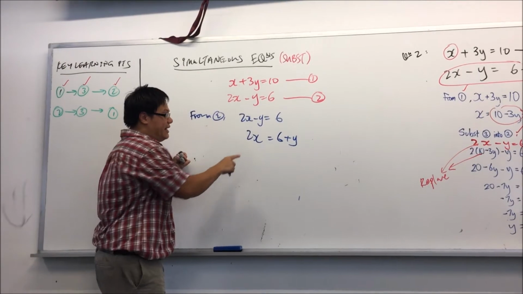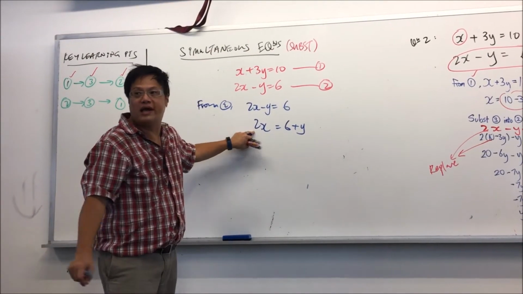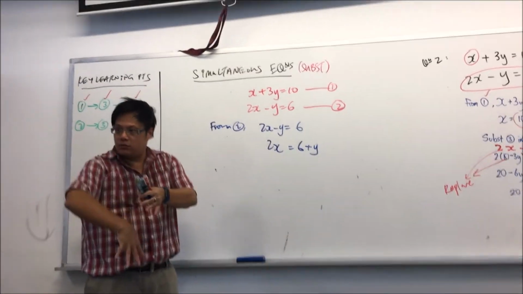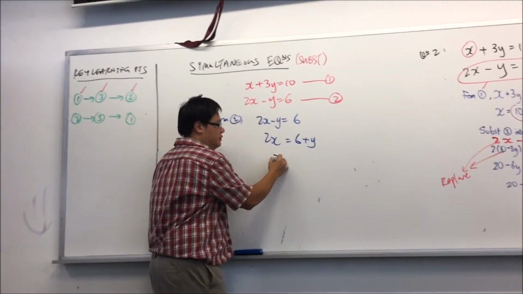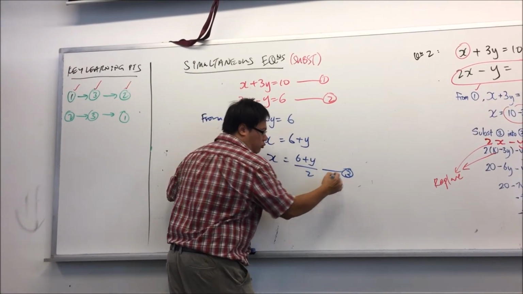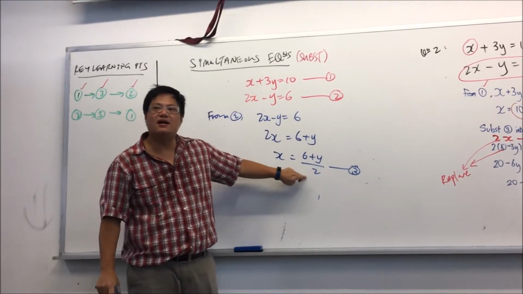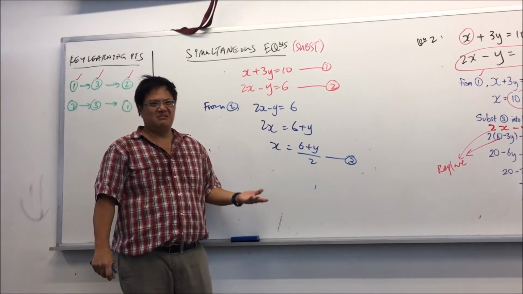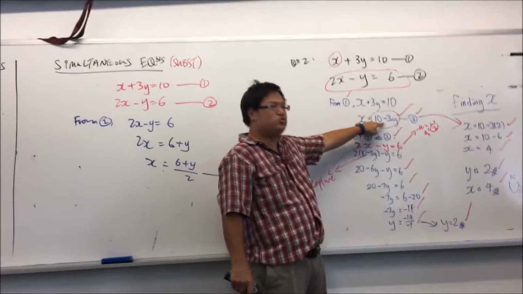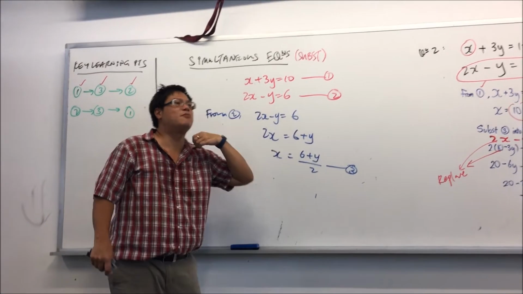Okay, watch now. There's a 2 here. You want to make x the subject of the formula, but there's a 2 here. How do I get rid of the 2? Bring it down. Yes, 6 plus y over 2. Do you notice this one has an over 2? Ugly, right? We don't like this. But this one is so nice, it's 10 minus 3y. Over here, you have an algebraic fraction. That's why it's more ugly.